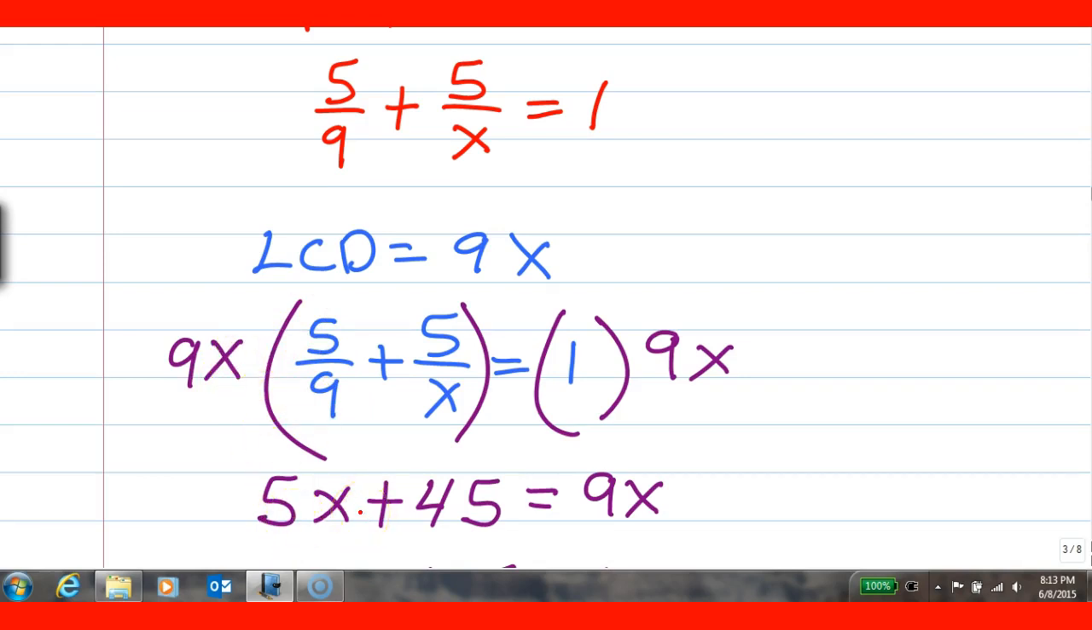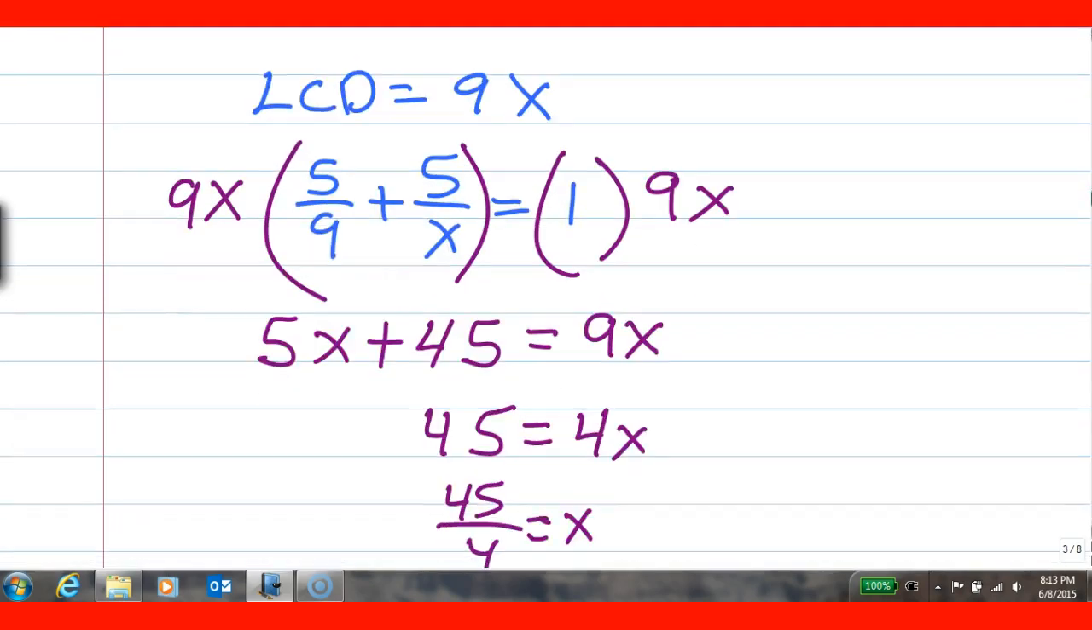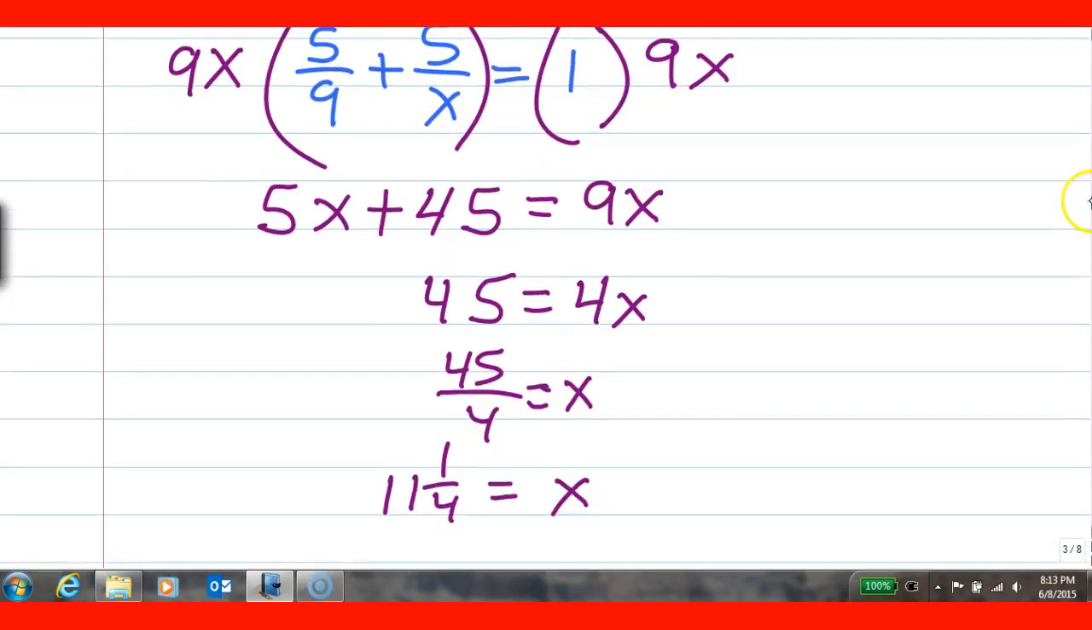Carry down that x. I can do this over here as well. A 9x times 5 gets me a 45x, so 45x over x. So the x's will cancel, and I'm left with just 45. On the other side, 9x times a 1, excuse me, makes a 9x.